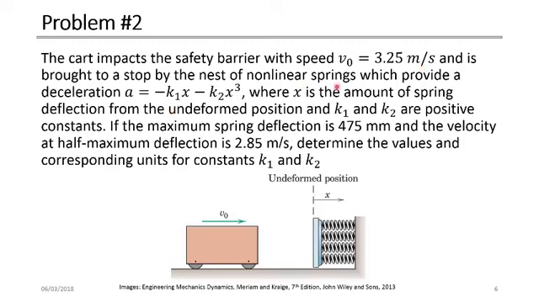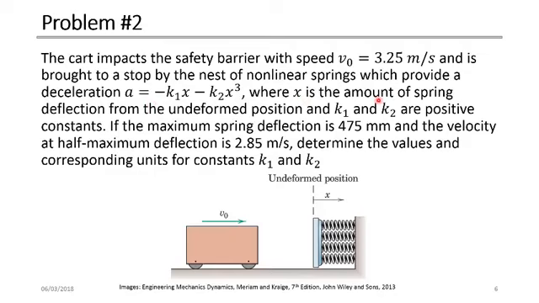nest of nonlinear springs, which provide a deceleration a equals negative k sub 1 x minus k sub 2 x cubed, where x here is the amount of spring deflection. So in the end, this cart will stop, so the final velocity is going to be 0. And during the initial period and the final situation of the cart, it's going to have some deceleration according to this equation.